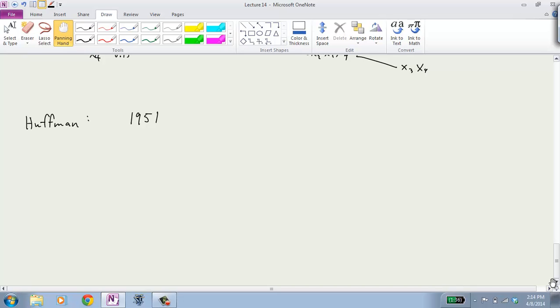Let me do a real example. So, the Huffman codes, in a nutshell, the principle is you design the tree from the leaves. Okay, so I'll work through an example and it'll be apparent how you actually do this.